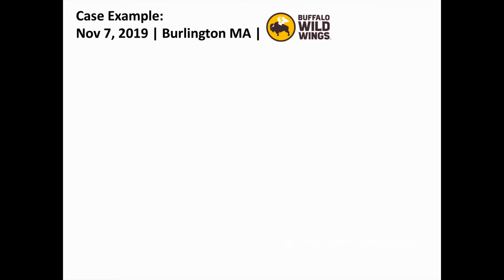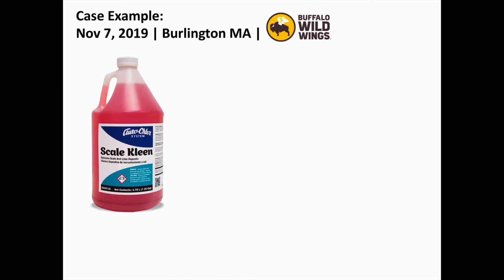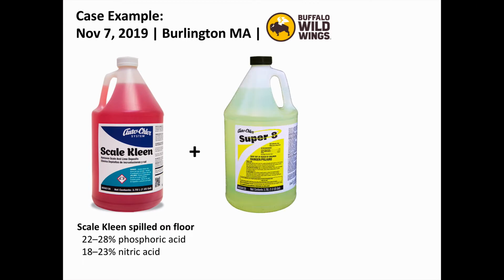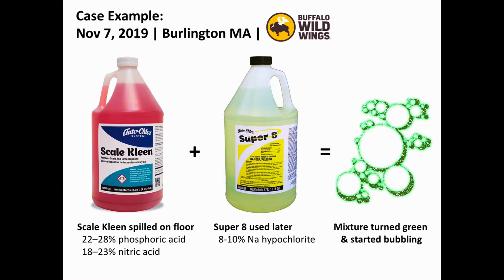Here's a case example that occurred at a Buffalo Wild Wings in Burlington, Massachusetts in 2019. In the kitchen, someone had spilled Scale Clean on the floor. Scale Clean is a lime scale remover containing phosphoric and nitric acid. This was no big deal and the spill was cleaned up. Later on, per standard cleaning procedure, they used Super 8 to mop up the floors. The 8 in Super 8 represents that it contains at least 8% sodium hypochlorite, a little bit stronger than household bleach. Almost immediately, they noticed that the mopping solution turned green and started bubbling.